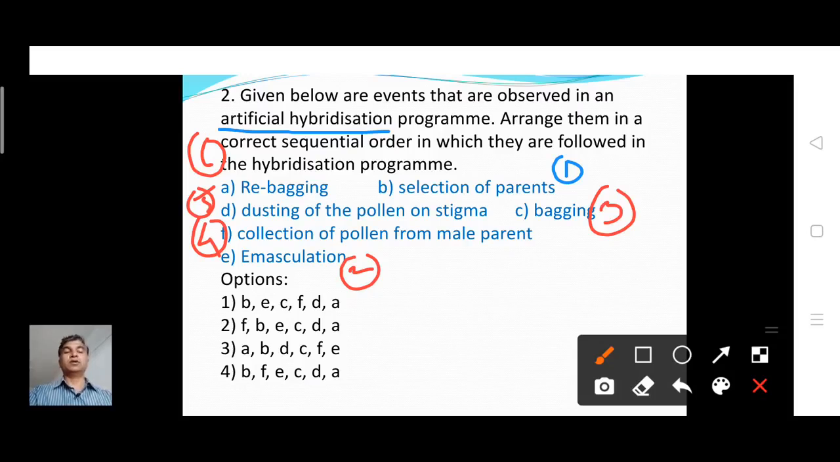Third one is bagging. After that, collection of pollen grain from the male parent. Next is dusting of the pollen on the stigma. Last one is rebagging. If you observe, the order is option B, E, C, F, D, A. So if you observe B, E, C, only the first option fits well.